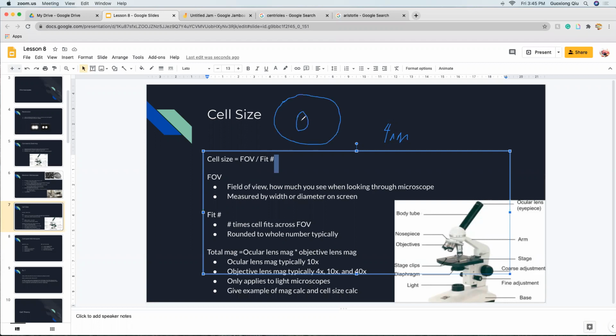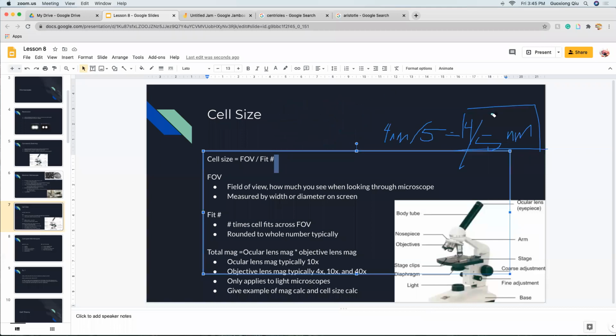To find the fit number, let's see how many of that cell would fit across the screen. This is so not to scale. 1, 2, 3, 4, 1, 2, 3, 4, 5. Let's say 5, okay? So the fit number is 5, the number of times the cell I'm looking at fits across the screen. So FOV 4 nanometers divided by the fit number, which is 5, equals 4/5 of a nanometer. And that's the cell size, the size of the cell you're looking at.